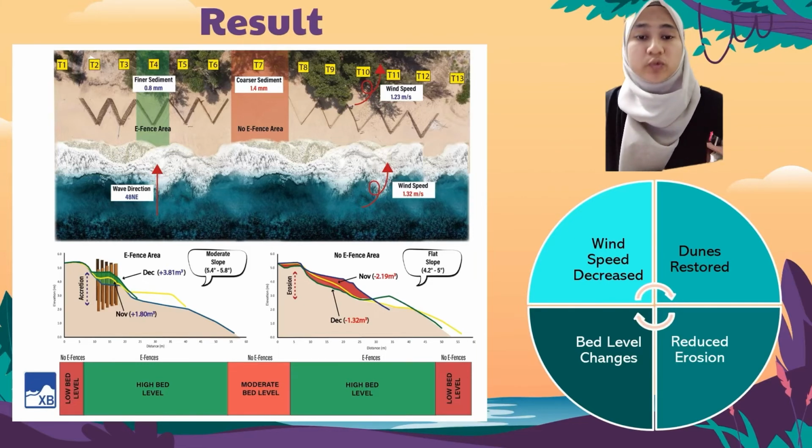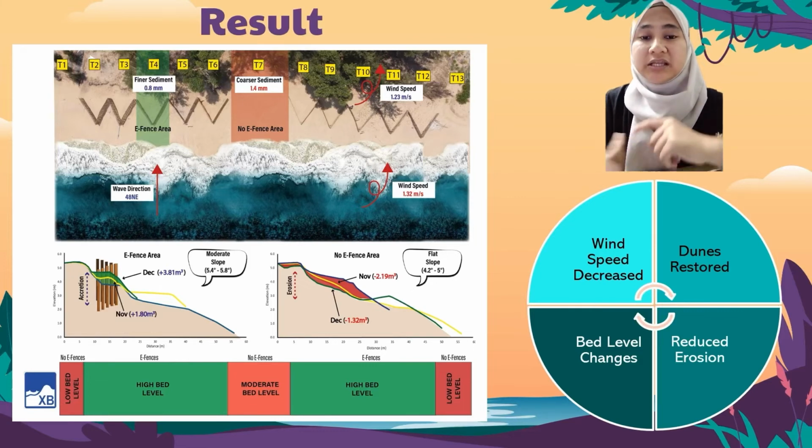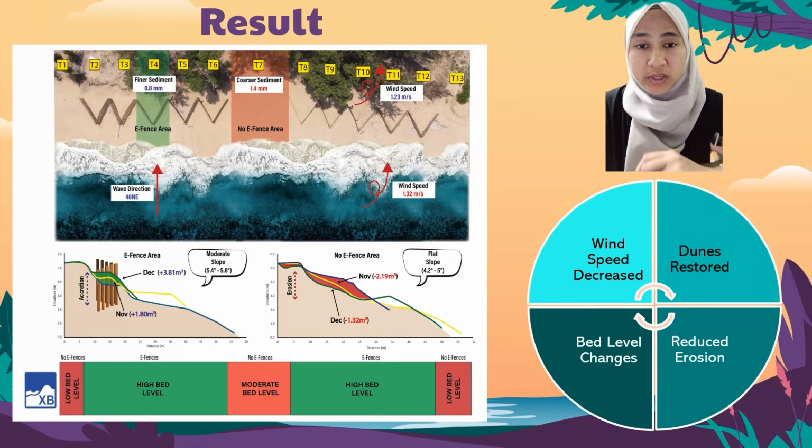So to conclude our result, we can say that with the implementation of the E-fence, there is a decrease in the wind speed, which can lead to dune restoration, and also it can reduce the erosion as it causes the bed level to change in a positive way.